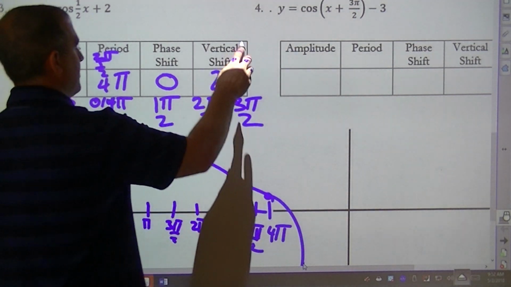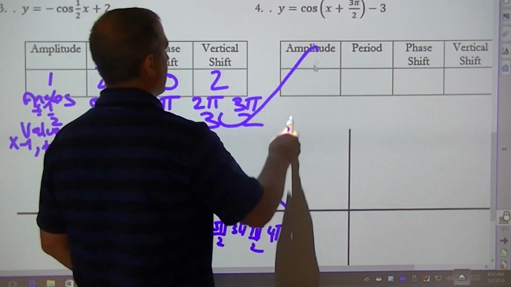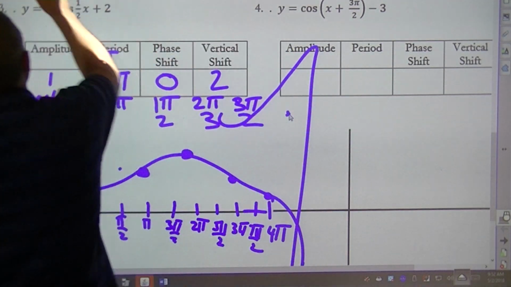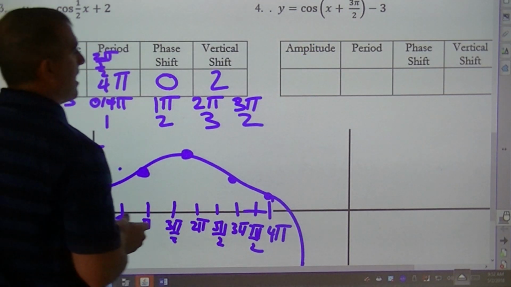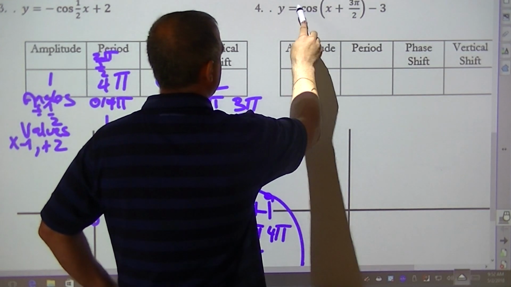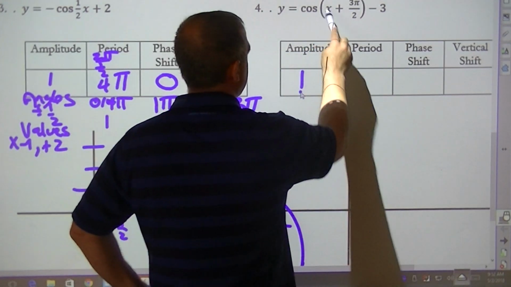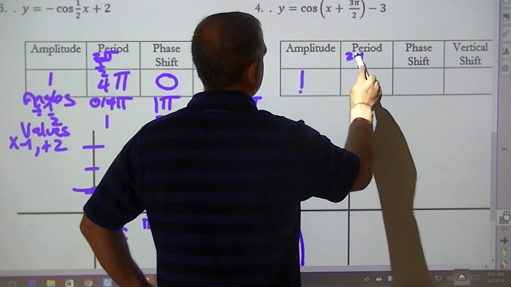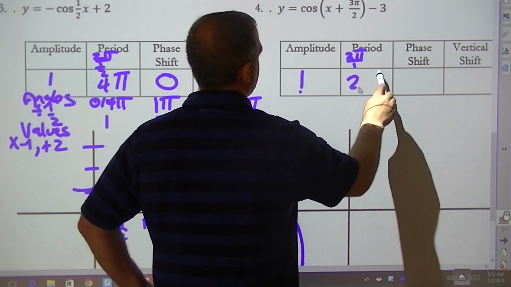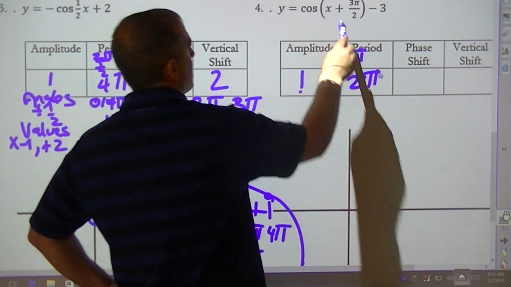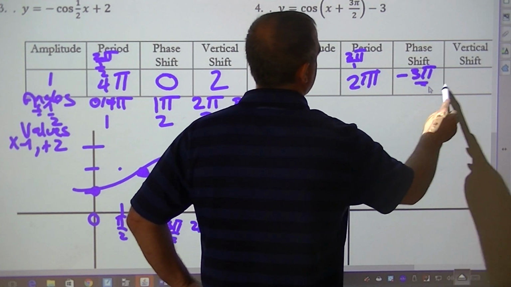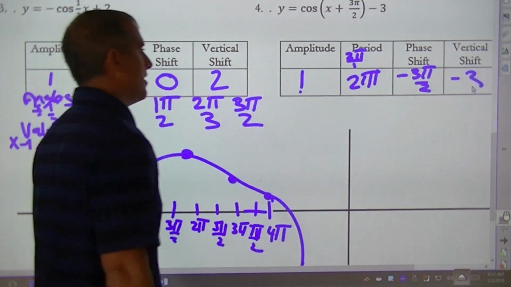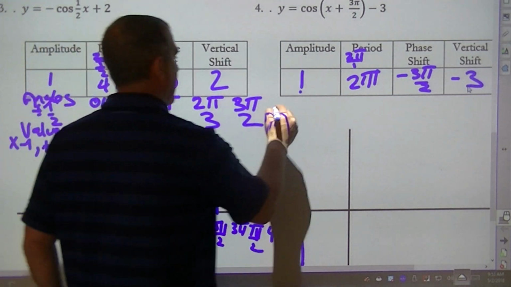All right. Now this one right here, what's going to happen? All right, what's going to happen here is my amplitude will be 1. The period will be 2 pi divided by 1, which would just be 2 pi. The phase shift is opposite of what you see, so it's negative 3 pi over 2. And then the vertical shift is negative 3.